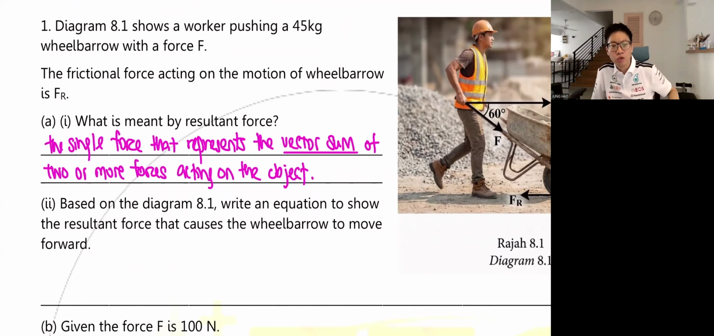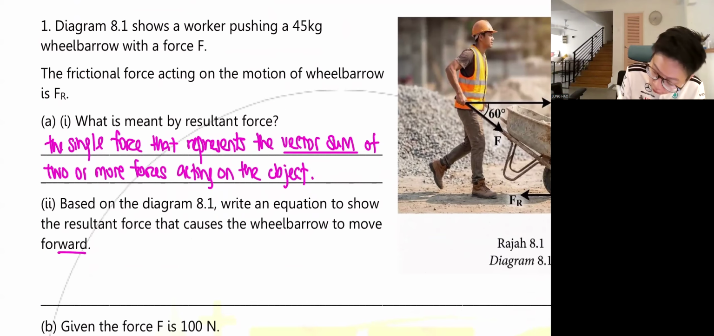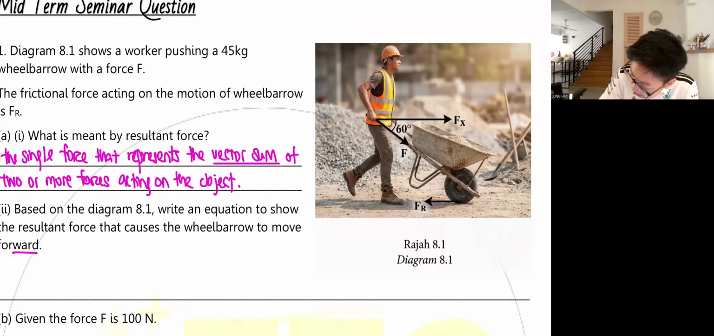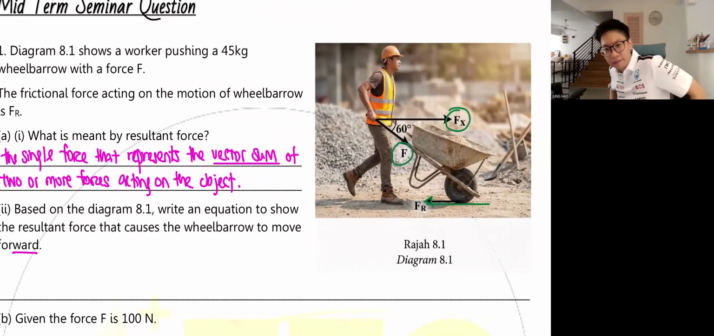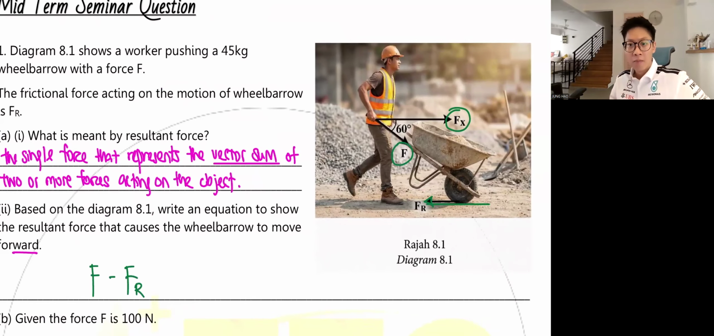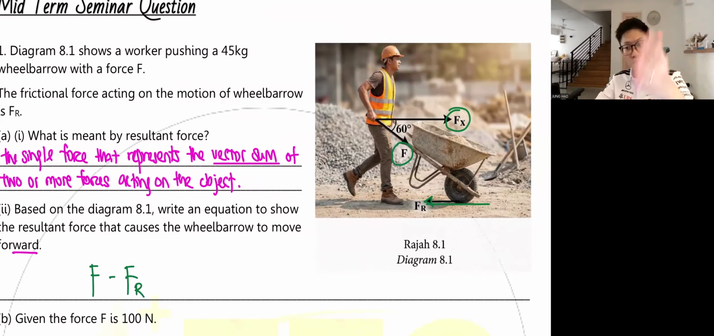Write an equation to show the resultant force that causes the wheelbarrow to move forward. So if it moves forward, I'm looking at the forward part. I'm looking at the frictional force, which is moving horizontally here, and then I have F and I have Fx. So if I want to find the resultant force, can I write it this way? F minus Fr. Can? You take force, you minus the friction, so F minus Fr.